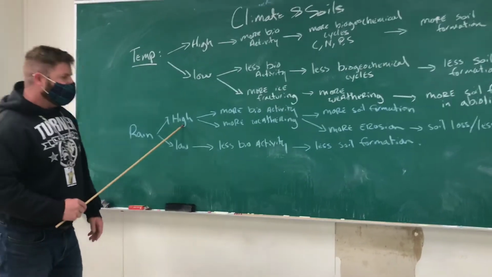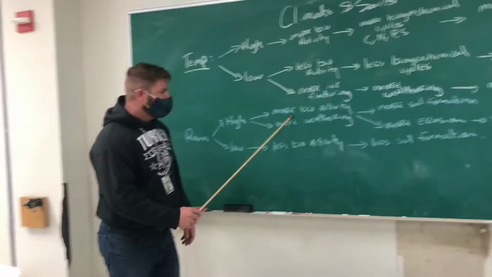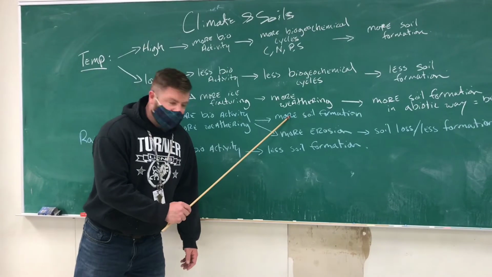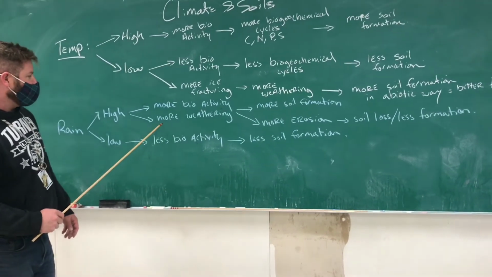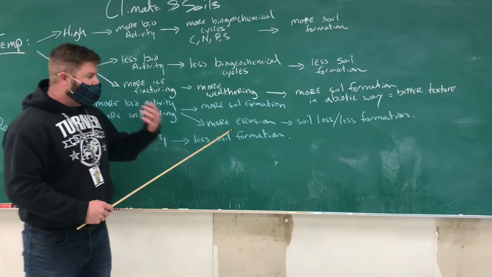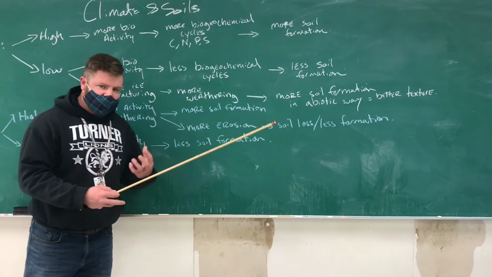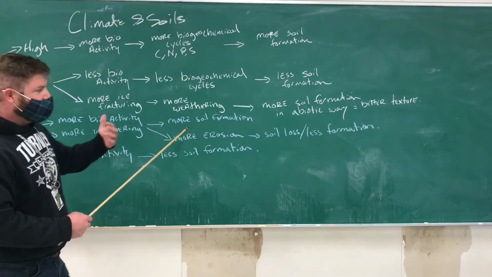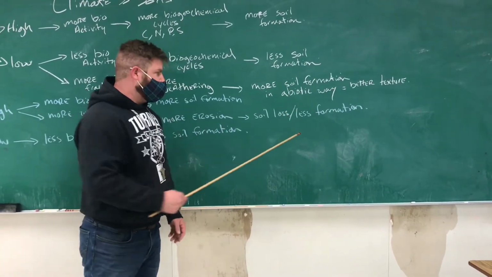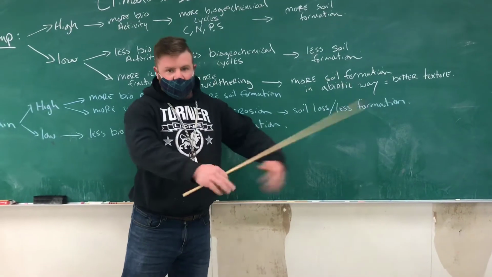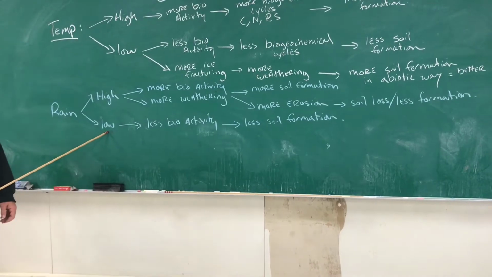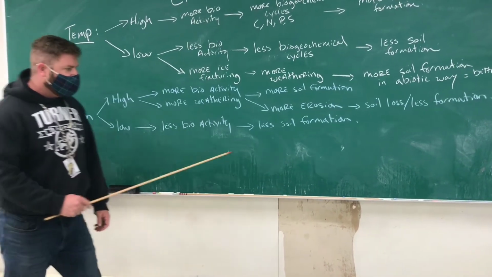Rain. If we've got high rain, the more water you've got, the more biological activity you've got. Great. So that would lead to more soil formation. That's all well and good. But if you've got more weathering with more water, you can also get more erosion. So we could get these rocks and things weathered down. That's all well and good. But if it's too much of a good thing, you've got soil loss because it's all eroding. And then it's hard to form soil if every time you form soil, it just washes off in the heavy rains. Now, if you have low rain, you've got less biological activity and less soil formation.